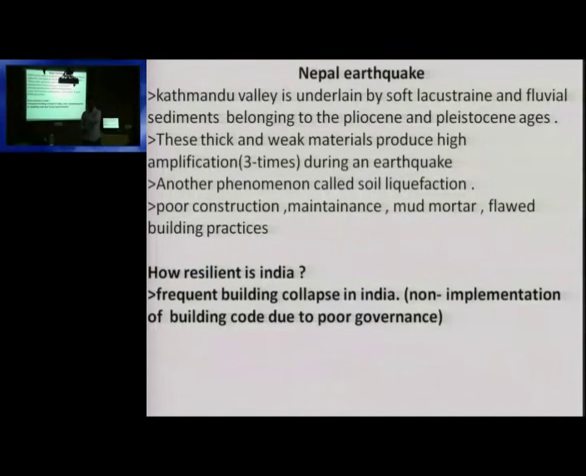But we will be discussing later, in the intensity scale, it all depends upon the type of the rock. So this valley is soft in nature. The vibration increased by three times. So the level of intensity that was felt in the Kathmandu Valley was very high compared to what actually occurred at the epicenter, which happened some distance away from Kathmandu.